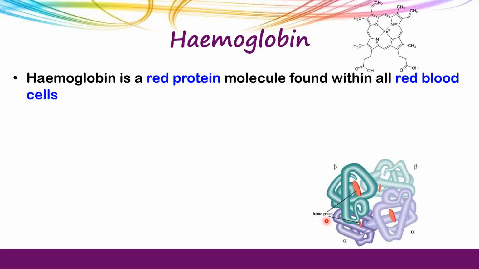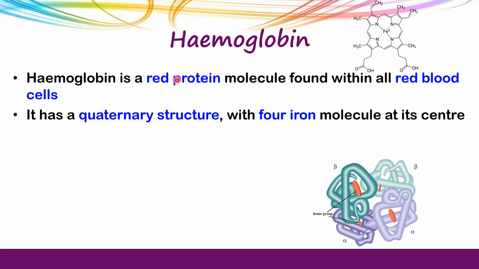Now these red blood cells are responsible for carrying hemoglobin. Hemoglobin is a red protein molecule, which is globular in nature, and it is found in all the red blood cells. This protein, hemoglobin, has a quaternary structure. It is made up of 4 polypeptide chains. Here you can see the color coding as well: 1, 2, 3, 4. It has a quaternary structure.